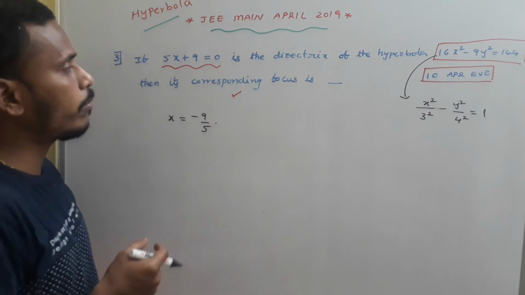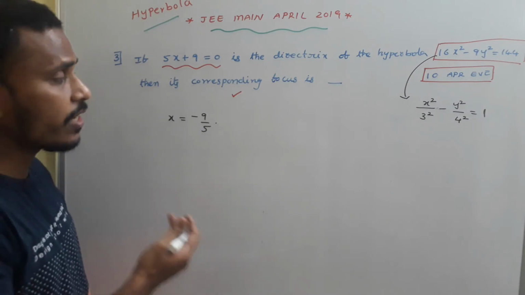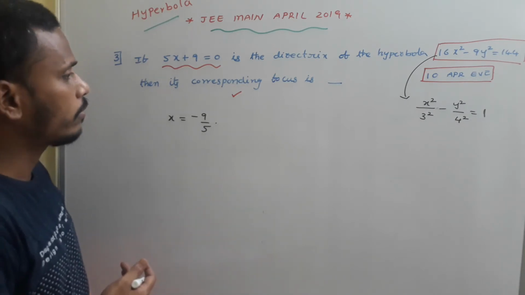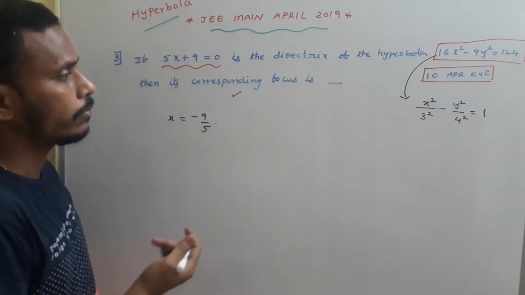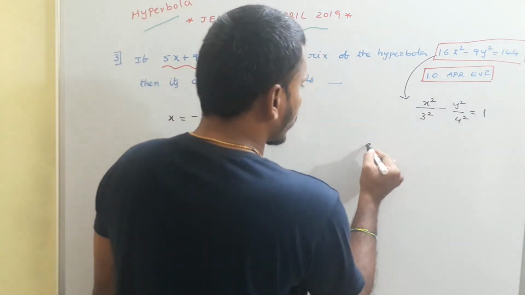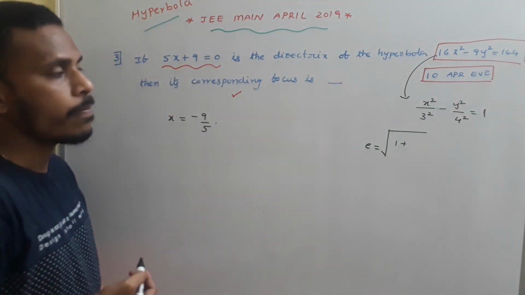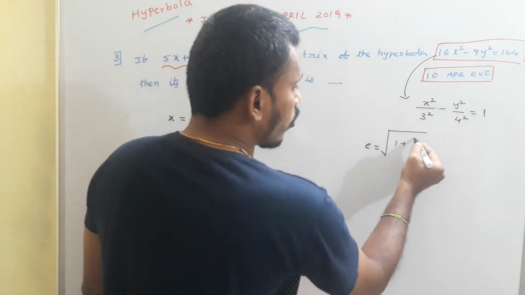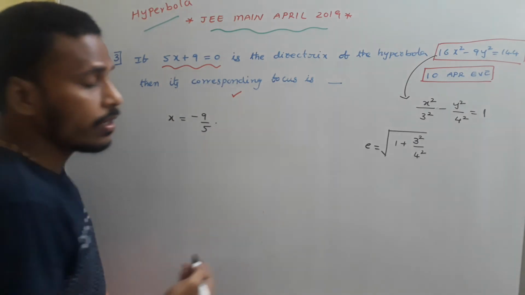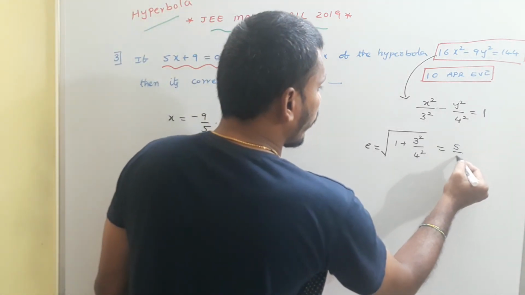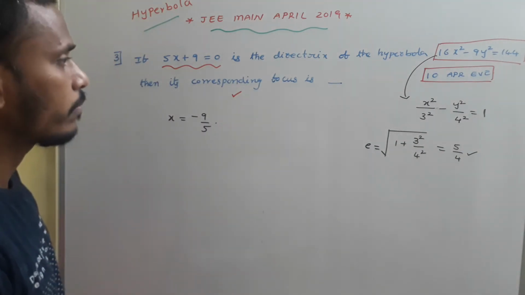See, basically if that is the hyperbola, what is its eccentricity? Our task is to find its corresponding focus. Okay. So first of all, try to calculate the eccentricity. Eccentricity is equal to square root of 1 plus, here since a is less, a square by b square, so 3 square by 4 square, 9 by 16. 16 plus 9 is 25, and that gives 5 by 4 as the eccentricity. Okay, 5 by 4 is the eccentricity.